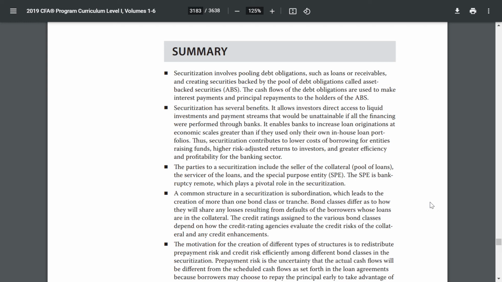Securitization has several benefits. It allows investors direct access to liquid investments and payment streams that would be unattainable if all the financing was performed through banks. It enables banks to increase loan originations at economies of scale greater than if they used only their own in-house loan portfolios. Thus, securitization contributes to a lower cost of borrowing for entities raising funds, higher risk-adjusted returns to investors, and greater efficiency and profitability for the banking sector.